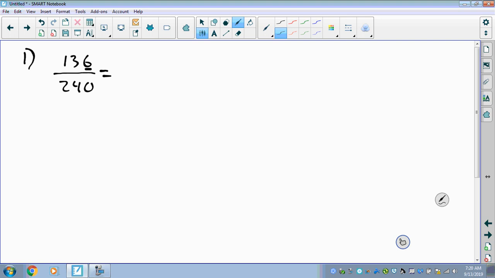So 136 divided by 2 is 68, and 240 divided by 2 is going to be 120. Again, we got even numbers, right? So we can divide again by 2. 68 divided by 2 is going to be 34. 120 divided by 2 is going to be 60. Oh, look, we got even numbers again. 34 divided by 2 is 17. And 60 divided by 2 is 30.